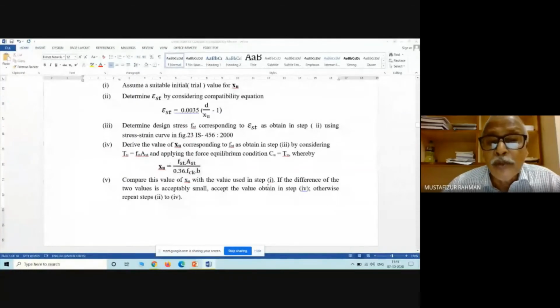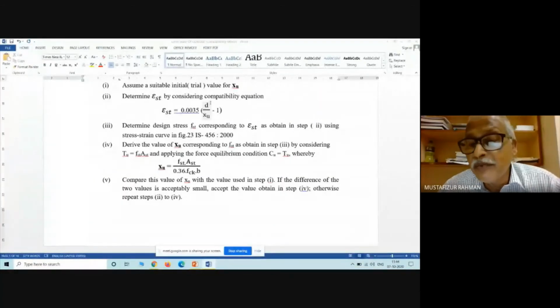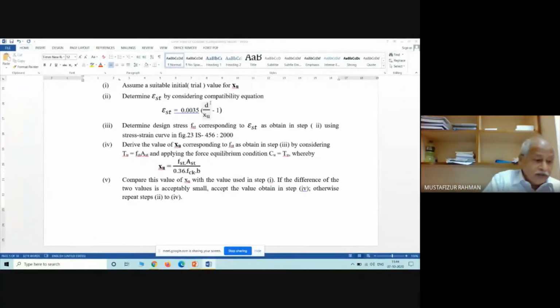Compare this value of XU with the value of the first. If the difference of the values is acceptably small, accept the value of step 4. Otherwise, repeat step 4. That I told you at the very beginning, there are two unknowns. For these two unknowns, if we want to solve mathematically, we require two equations. Again, to frame the equation may be a complicated situation, and that part is for people of mathematics. But for us, we require some result.